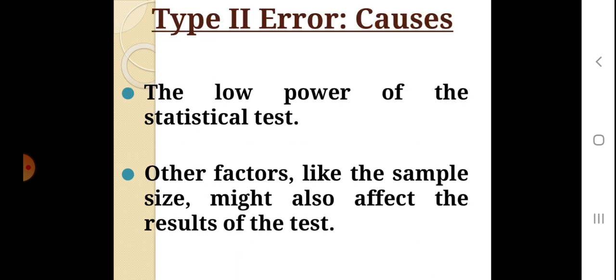The next concept is causes of type 2 error. See, dear students, the primary cause of type 2 error, like a type 1 error, is the low power of a statistical test. This occurs when the statistical test is not powerful and thus results in a type 2 error. And other factors like sample size might also affect the result of the test.